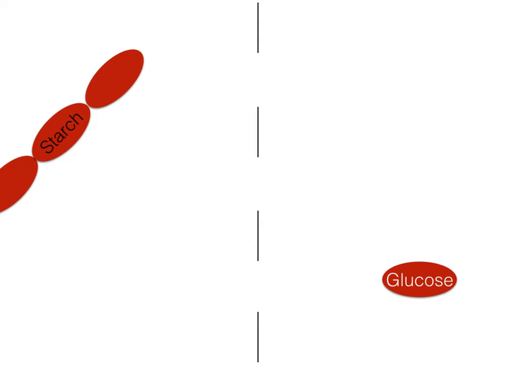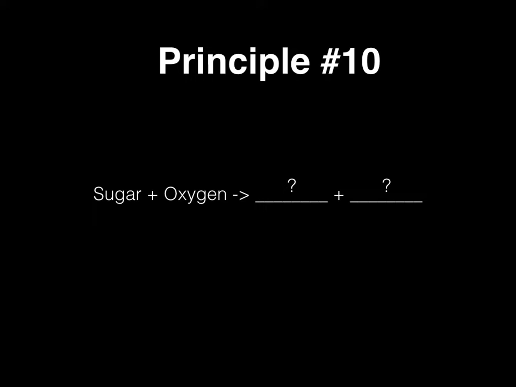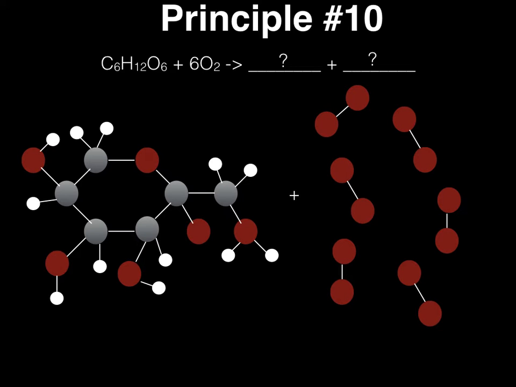So this brings us to the idea of scientific principle number 10. We know that sugar and oxygen arrive in the cell, and then there's some type of chemical reaction. Here are the chemical formulas for sugar, or glucose, and oxygen. And this is a molecular model. So you have to remember that our products have to be made out of carbon, hydrogen, or oxygen, because those are the types of particles that we start with.